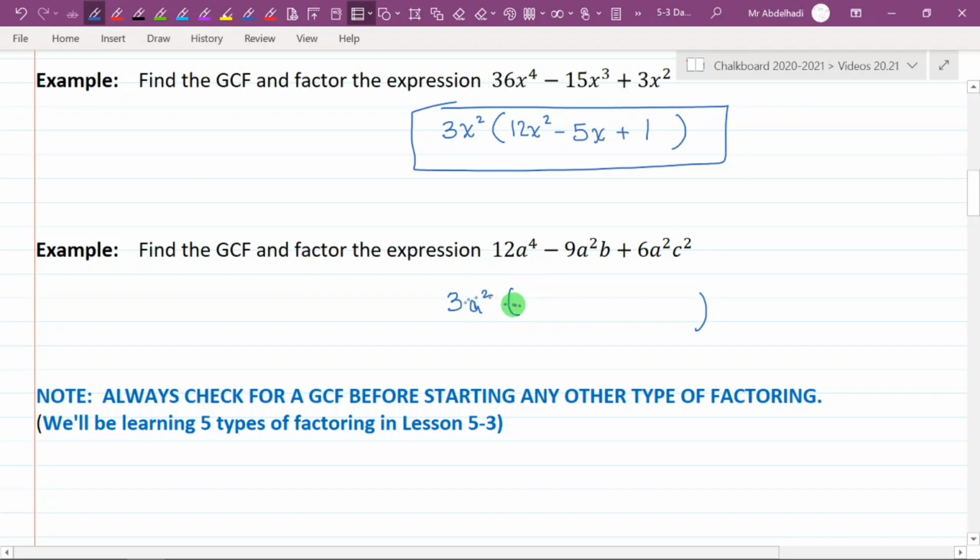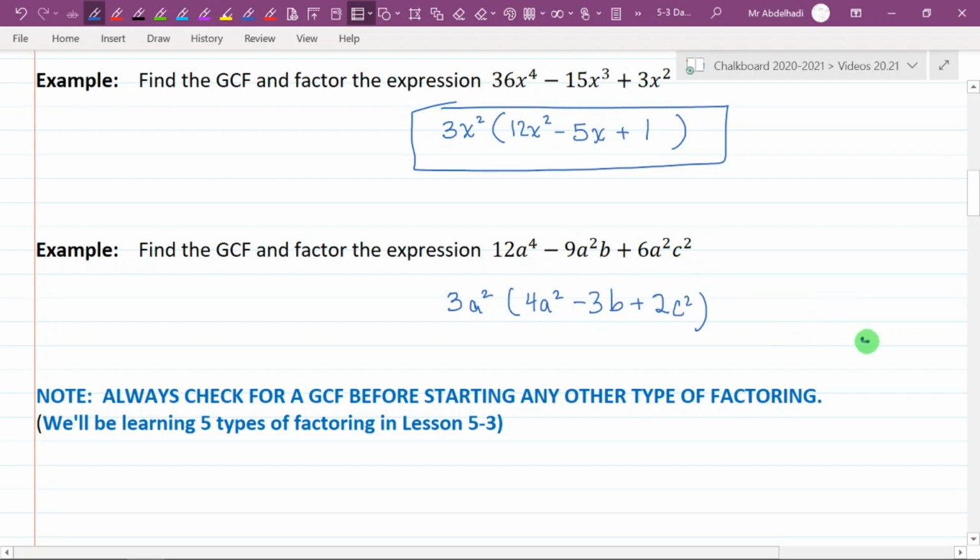You get 12 divided by 3 is 4. A to the 4th divided by a squared is a squared. Now here, negative 9 divided by 3 is negative 3. The a squared is already there, so I don't have to do anything there, but times b. And now for this last one here, 6 divided by 3 is 2. The a squared is already there, so that's just going to be 1. You don't have to write that. And then c squared has to come down.